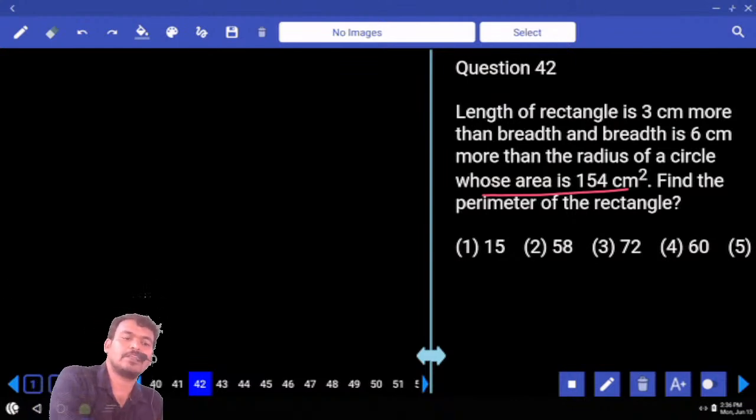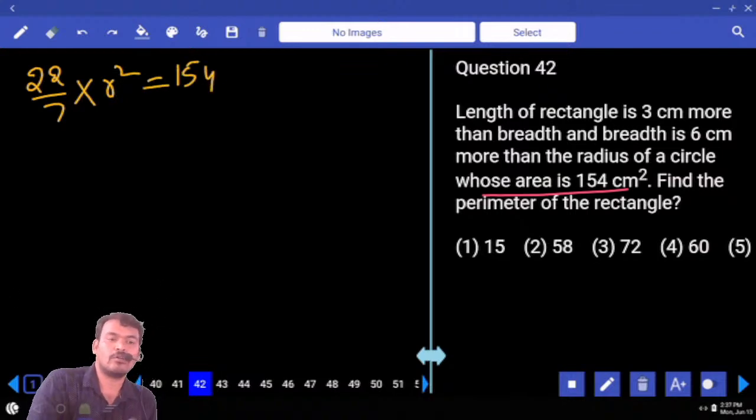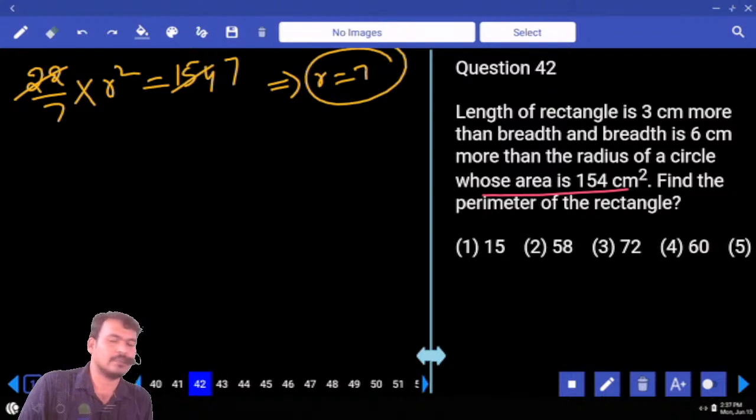154 is nothing but pi r square. What is the pi value? 22 by 7, into r square equal to how much value? 154. 22 by 7 times r square equals 154, so r equals 7, which means the radius of the circle is 7.